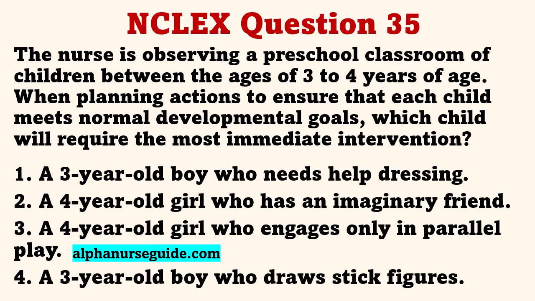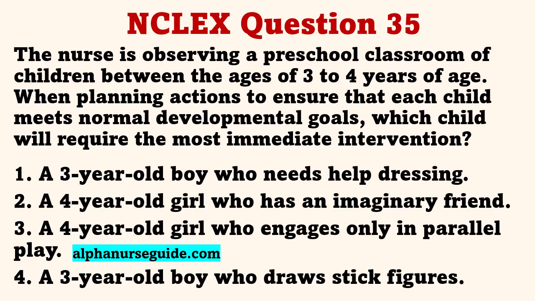The nurse is observing a preschool classroom of children between the ages of 3 to 4 years of age. When planning actions to ensure that each child meets normal developmental goals, which child will require the most immediate intervention? 1. A 3-year-old boy who needs help dressing. 2. A 4-year-old girl who has an imaginary friend. 3. A 4-year-old girl who engages only in parallel play. 4. A 3-year-old boy who draws stick figures.